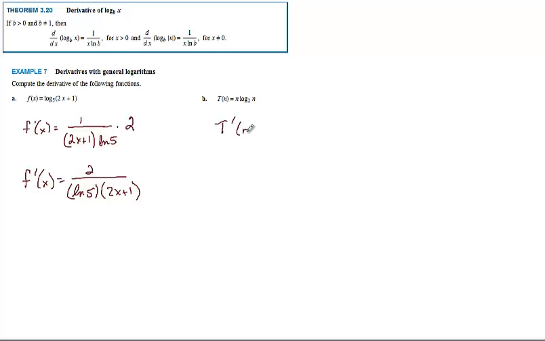Next I need t prime of n. I see the product rule here. Take the derivative of the first, that would be a 1, times log base 2 of n, plus n times the derivative of log base 2 of n, which is 1 over n times the natural log of my base, which would be 2. This simplifies to log base 2 of n plus 1 over the natural log of 2.